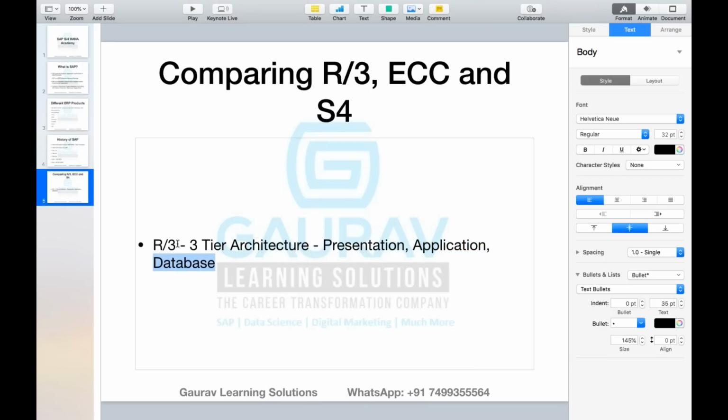So before R3, you must have heard previously there were big computers, room-size computers. There were not three different layers. There was a single computer. Presentation is the same, application is the same, and database is the same, right? But starting from R3, it is possible that your database can be stored at one single place.